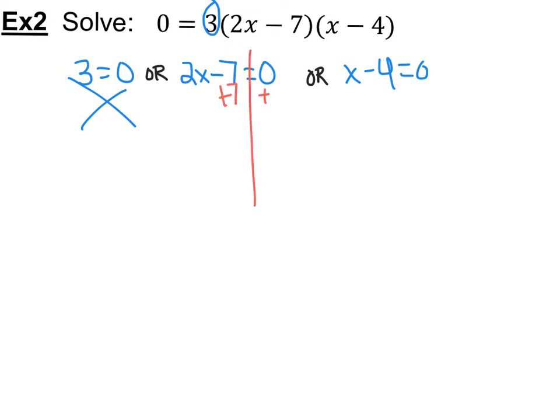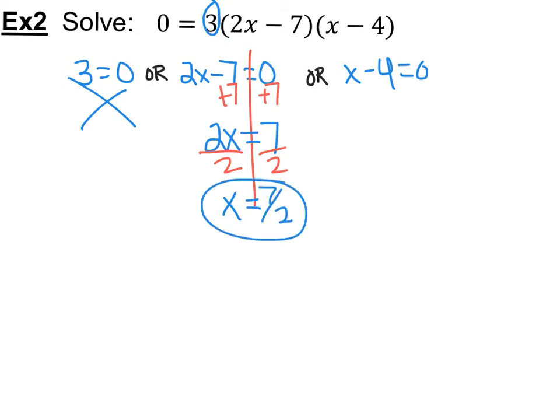Now, we have two equations that we're going to solve. And we're going to just solve by using railroad tracks. You don't have to use the railroad track method, but I think it's a lot easier for organization for most students. So x equals 7/2 is one of our answers, and the other one, adding 4 to both sides, we have x equals 4. So we have two answers here.